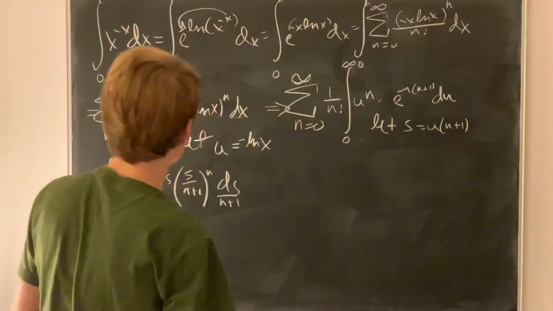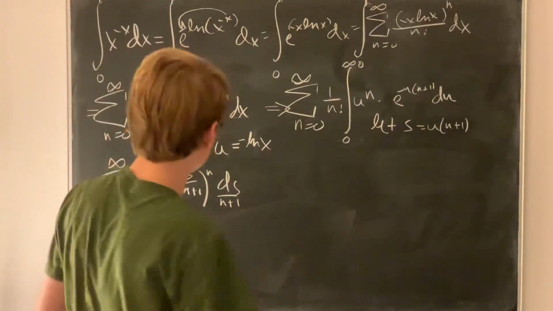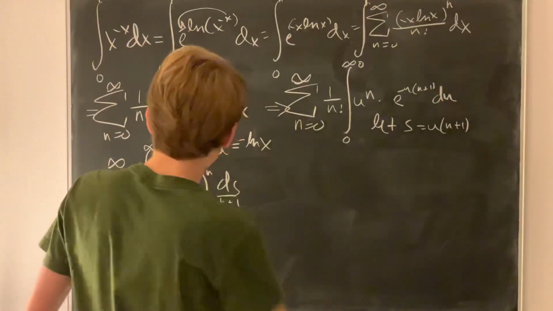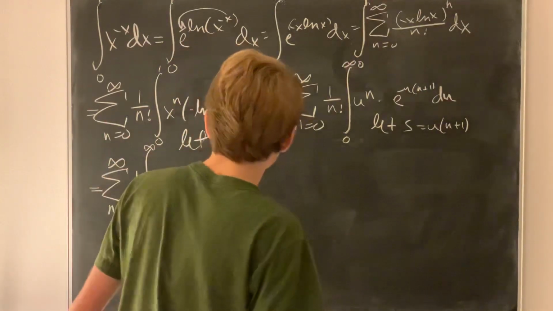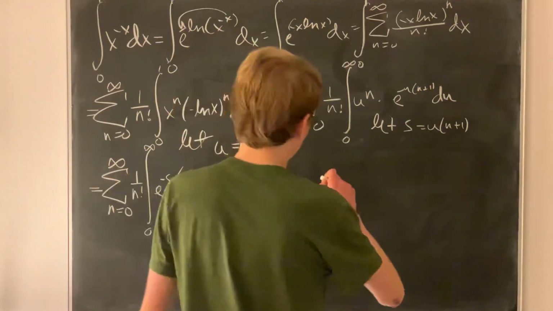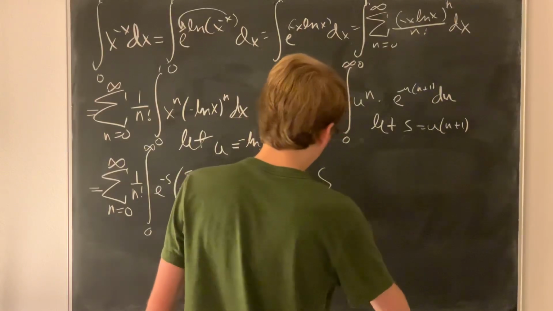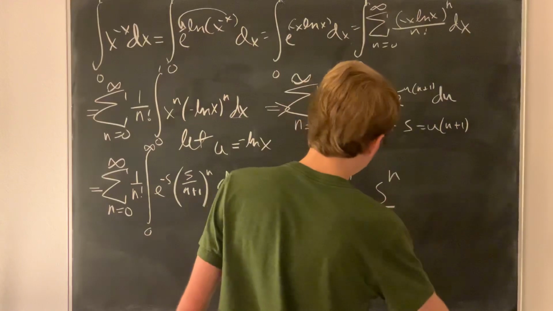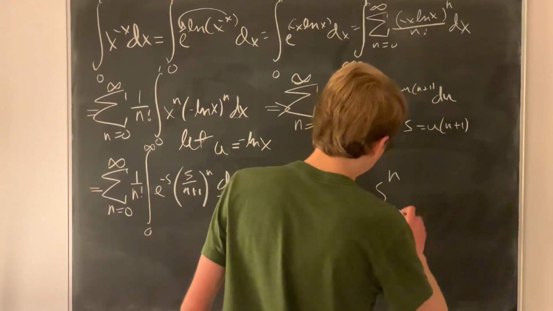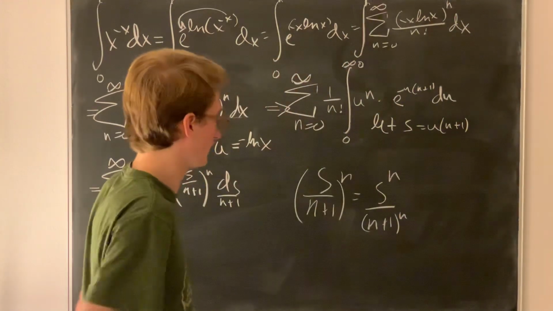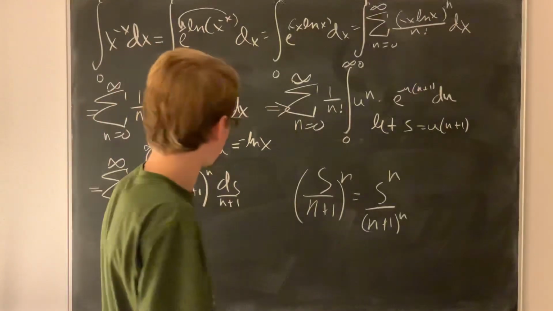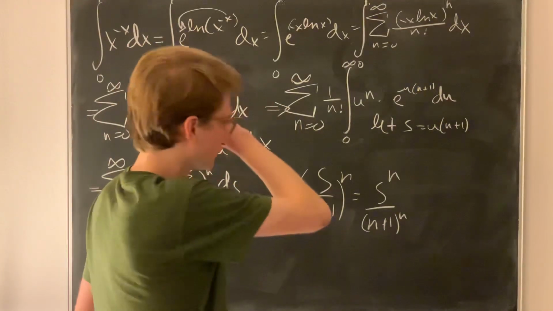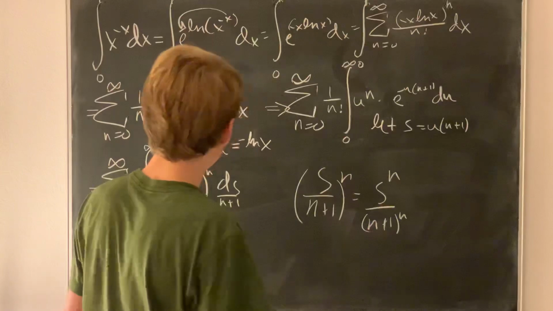Clean this up. I'm just going to write some stuff over here so I don't have to keep rewriting this whole sum and integral again. If we have s over n plus 1 raised to the n, that's simply going to give us s to the n over n plus 1 to the n. It's s. This is just simple manipulation, right?